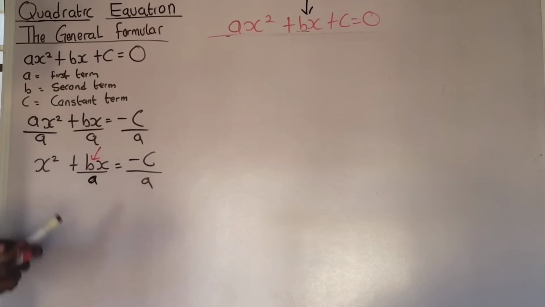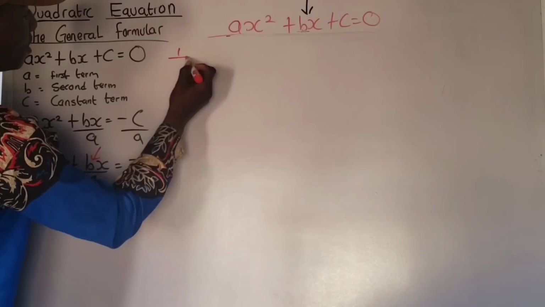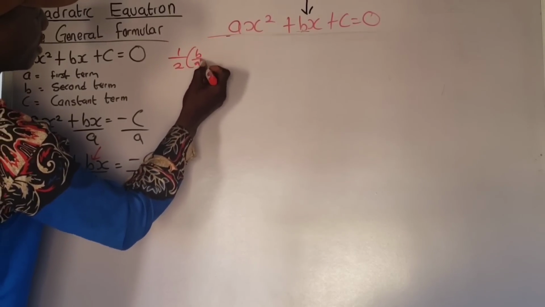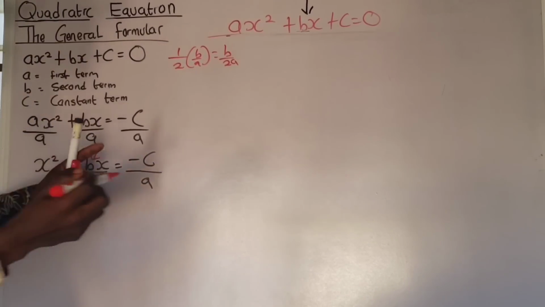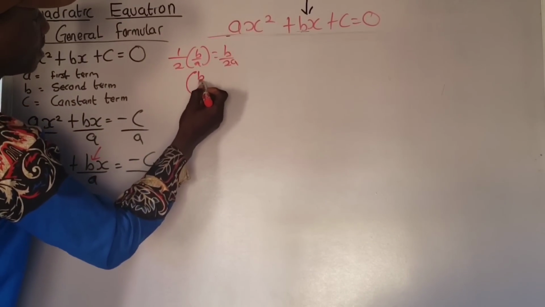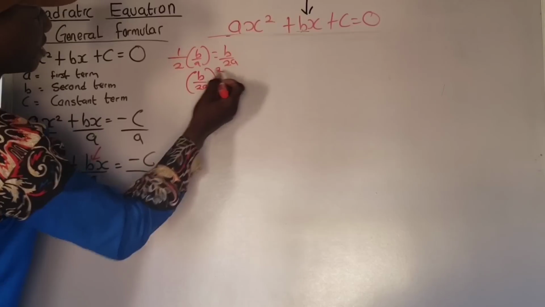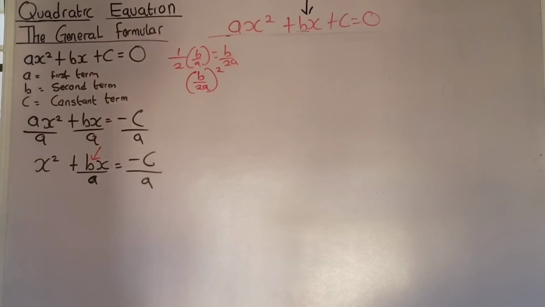So let us take the half of b over a. The half of b over a equals b over 2a. So I'm going to square that half. The square of that half will be what? b over 2a squared. Please, all you have to do is just pay attention. You're going to understand.